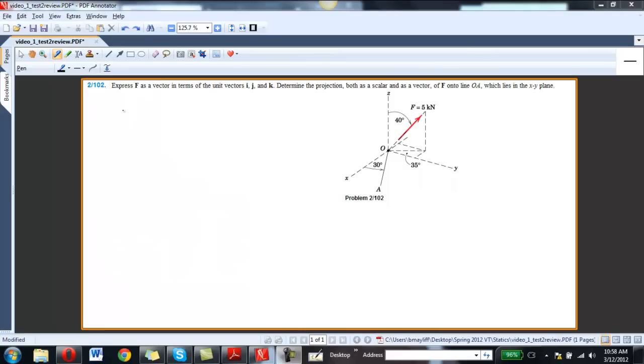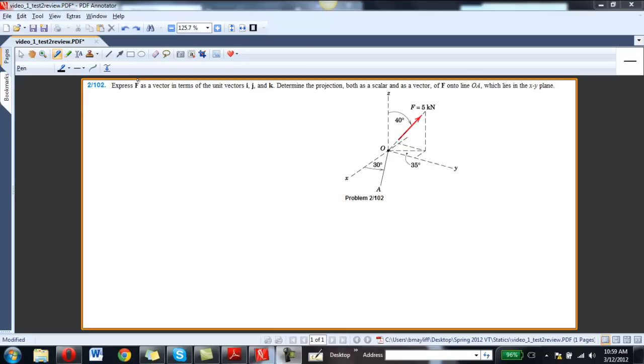Hello everyone, my name is Bruce, and today we're going to be doing another statics problem. This one is from chapter 2, which is for systems, and this is a three-dimensional problem, as you can see. The problem asks, express F as a vector in terms of unit vectors i, j, and k. Determine the projection both as scalar and as a vector of F onto line OA, which lies in the xy plane.